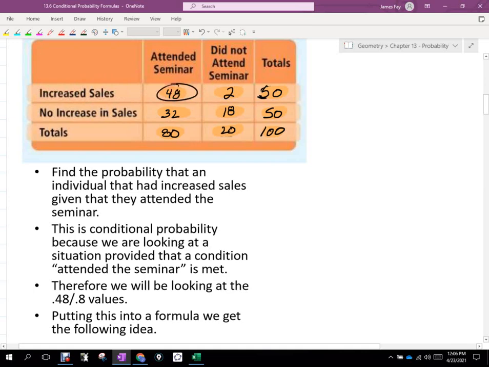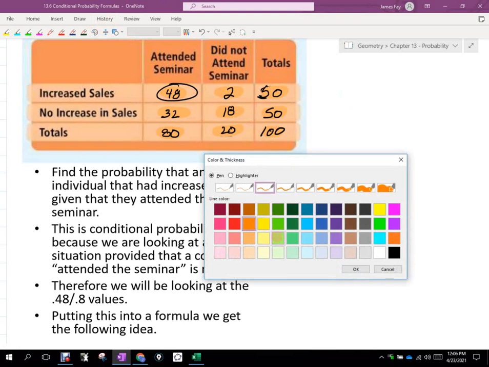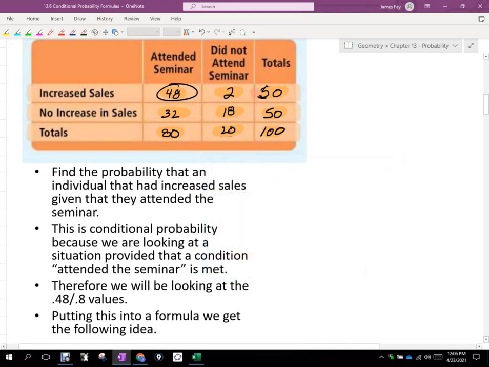Okay, and then that 48, we know those are the people that had increased sales and they attended the seminar. Okay, the bottom row and the column to the right are always totals. Sometimes what they'll do with a contingency table is, and you might realize this on the end of course exam at some point, they might say, I'm going to leave that one blank. Maybe I leave that one blank. We can leave that one blank. We can leave that one blank. And let's leave that one blank. With these four values up here, we should be able to find all the other missing ones.